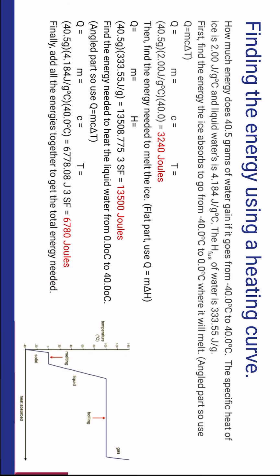Finally, we're going to add the 3 red numbers, or energies, to get the total energy needed. Taking the first one, 3,240 joules. The second one, which I failed to mention, starts out as 13,508.775, but we're rounding each answer to 3 sig figs, so we're rounding that to 13,500 joules. So this is our second Q, or energy, and our last one is 6,780 joules, and we're just adding them together. And that gives us a total of 23,520 joules.